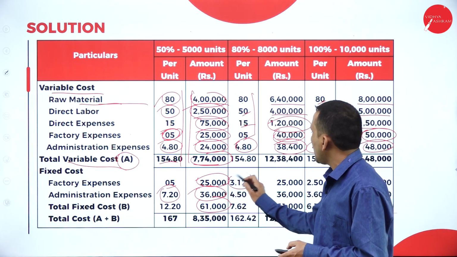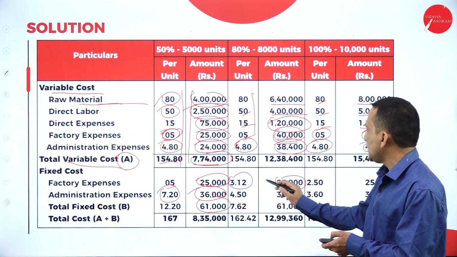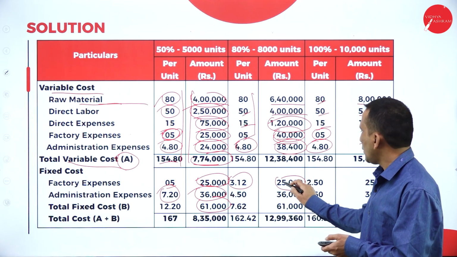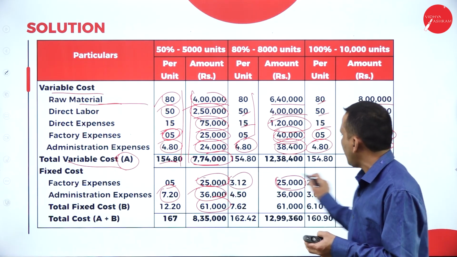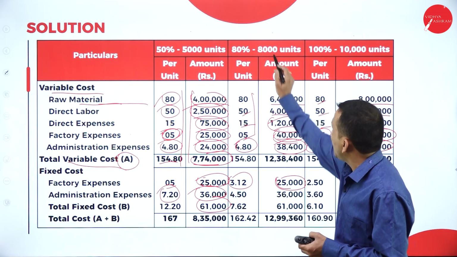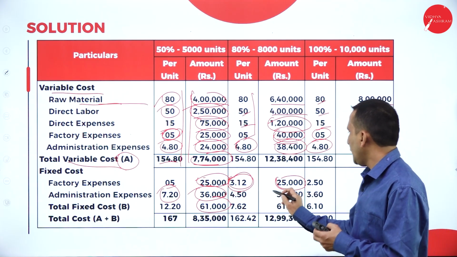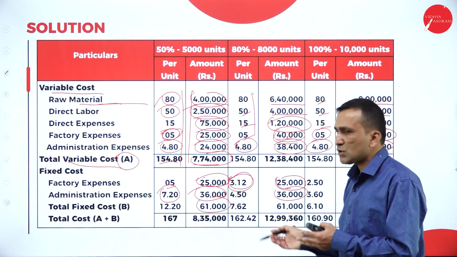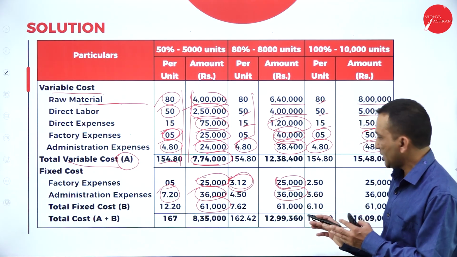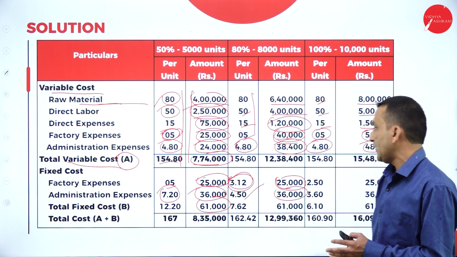The rate keeps varying here. Obviously at 80%, the fixed rate whatever it is given, we need to multiply. So here 25,000 is fixed everywhere, but the number of units are increased, right? So 25,000 divided by 8,000, 3 rupee 12 paisa. Okay, again 36,000, which is also the standard fixed cost which is not changing in any capacity, divided by 8,000 units, 4 rupee 50 paisa we are getting.